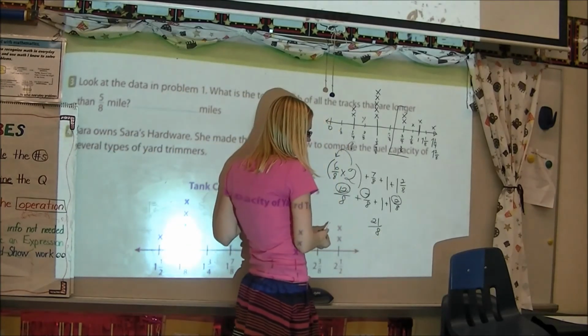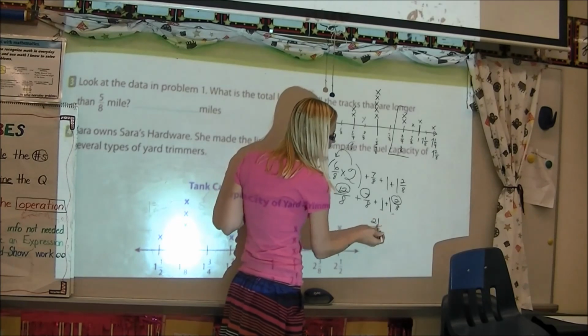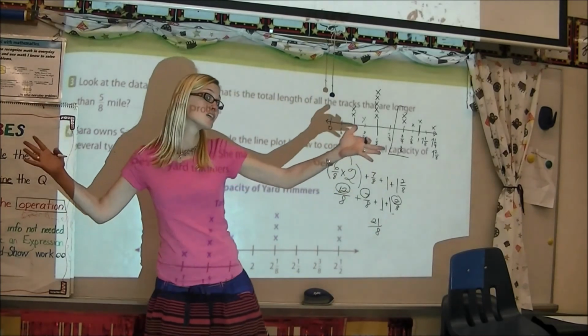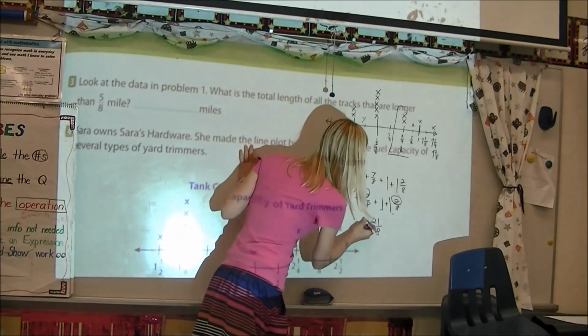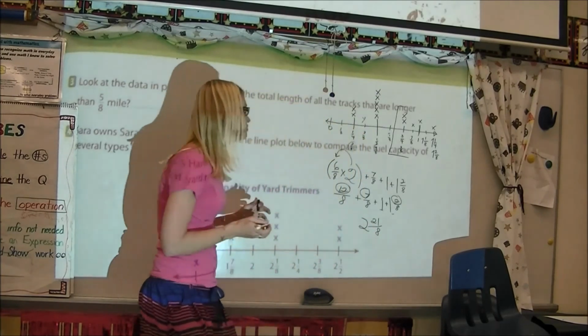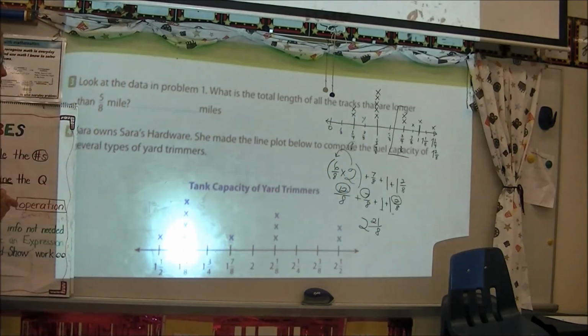But now I also need to include my whole numbers. So I have 1 and 1, which clearly is 2. So what do you notice about this fraction? 2 and 21/8. Right, hopefully you recognize that it is a fraction greater than 1, and I cannot have that with the mixed number with that whole number of 2 there. So I need to regroup. I need to regroup to make another whole.